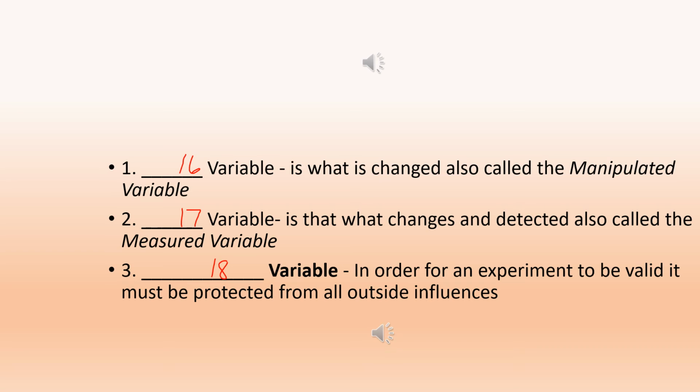And then number 18, this is anything that can alter the study, any outside influence that you must think about beforehand. Number 16, independent variable. Number 17, dependent variable. And number 18, extraneous variable.